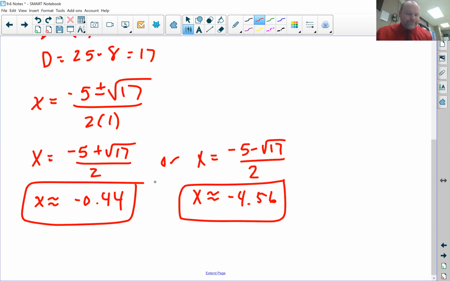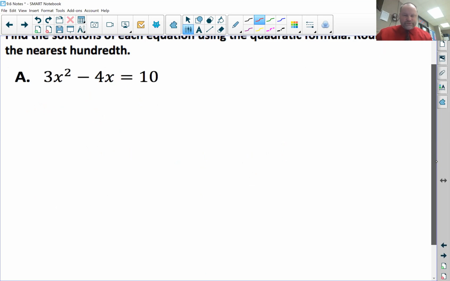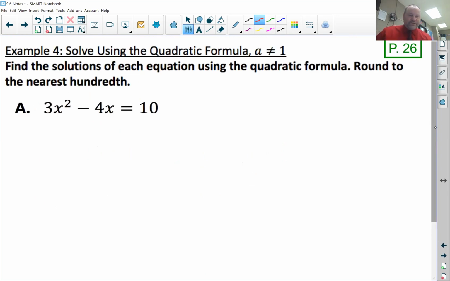All right. Moving along. So now we have examples where A is not 1. So this can cause some other interesting things to happen. Again, we still need it in standard form, so subtract 10 from both sides.